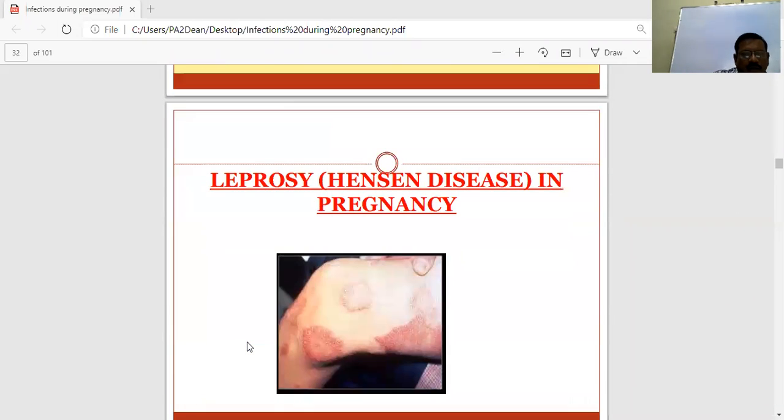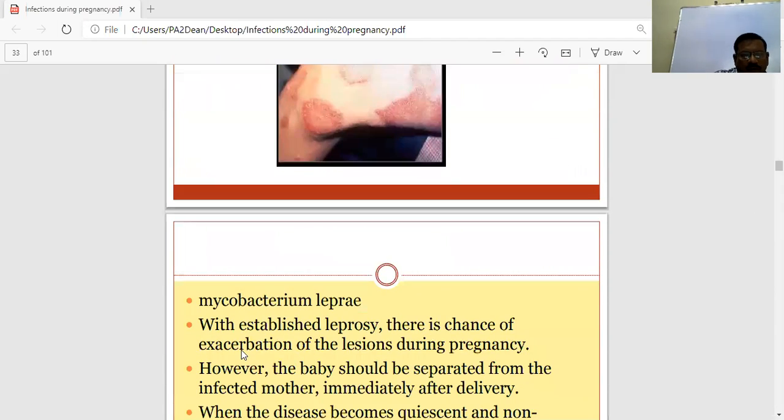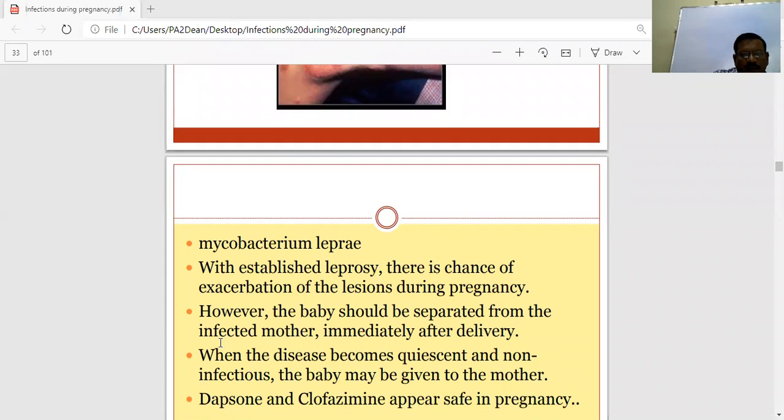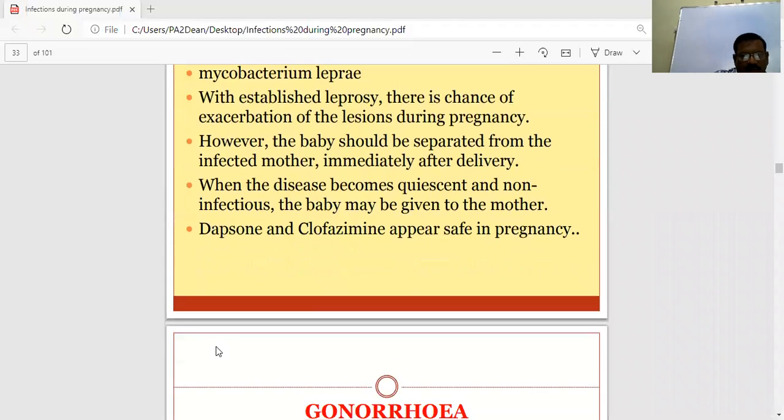Coming to the next disease, leprosy, Hansen's disease, in pregnancy. Nowadays, leprosy is almost eradicated. If we get cases, the causative agent is Mycobacterium leprae. With established leprosy, there is a chance of exacerbation of lesions during pregnancy. However, the baby should be separated from the infected mother immediately after delivery. When the disease becomes quiescent and non-infectious, the baby is given to the mother. Dapsone and clofazimine appear safe in pregnancy.